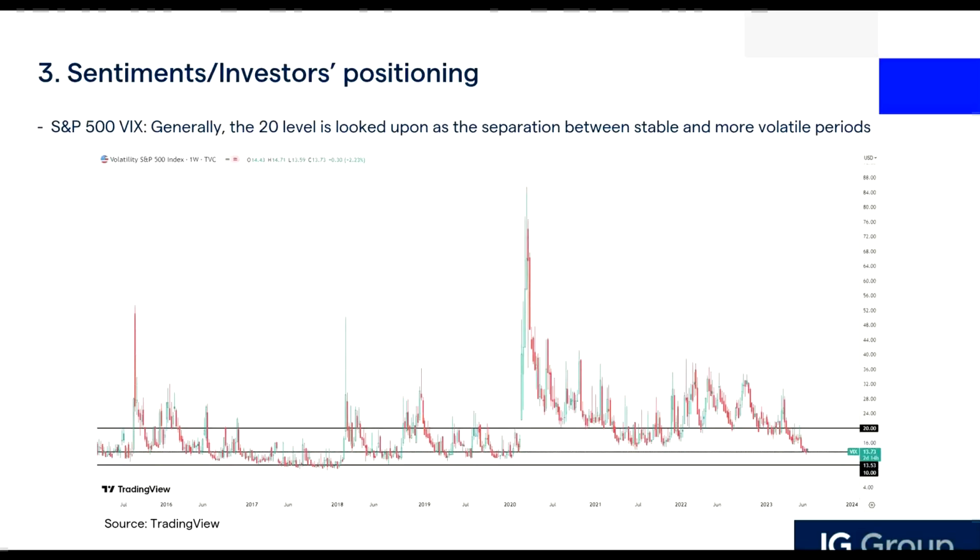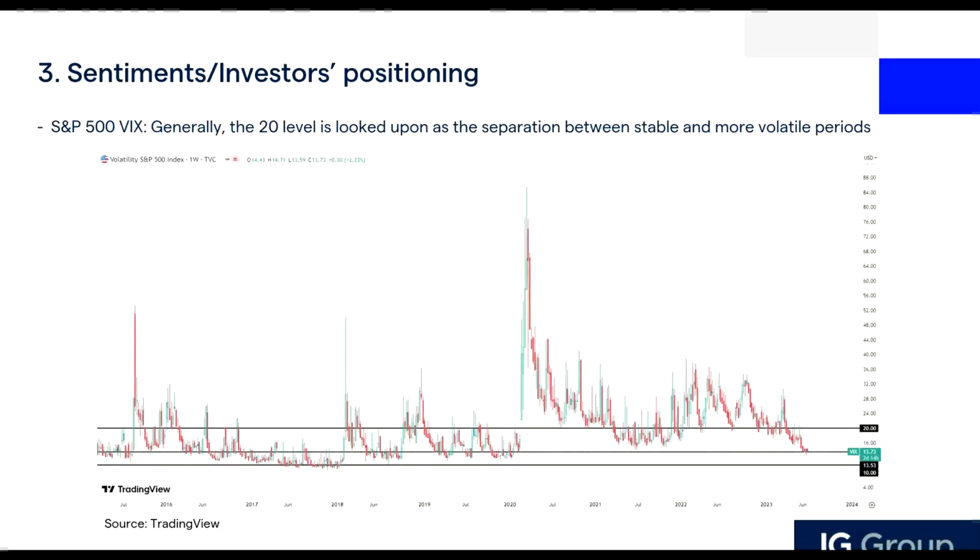So when we look at the VIX, the general tendency is that we look at the 20 level. This is more of a textbook reading. The 20 level marks a divide between more stable periods and more volatile periods. If it's above 20, it means we are heading towards a potentially higher risk, more volatile environment. If it's below 20, it means that things are calm. We could potentially be looking at a more risk-on environment.